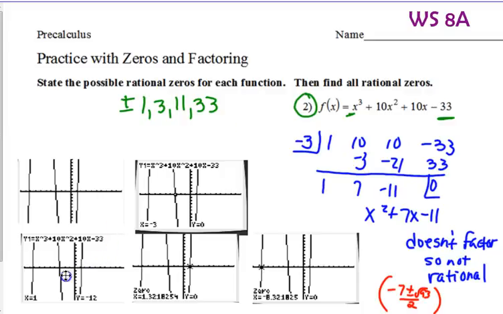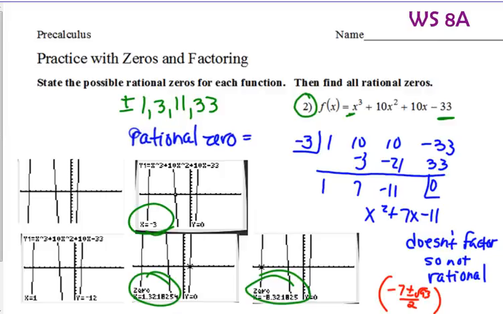I graphed it. I tried 1. It came up -12. I tried -3. It came up 0. And the other ones didn't seem to be working, so I went ahead and found them. Are they rational? No. So the only rational zero for this problem is at -3, and you're done. You don't have to do all this stuff I did over here. I was trying to prove to myself that the other zeros weren't rational.